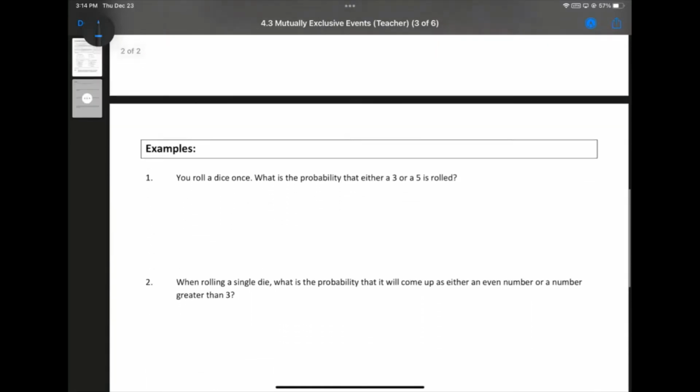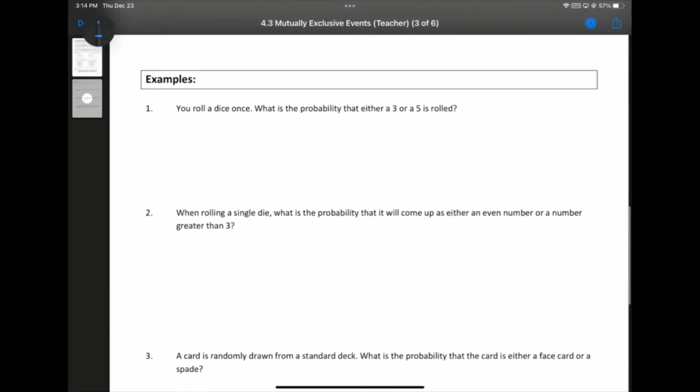So let's jump into some examples and see how this actually works. Example 1, you roll a dice once. Okay, that's a good start, one action. What is the probability that either a 3 or 5 is rolled? Okay, first of all, we should decide, is this mutually exclusive or not?